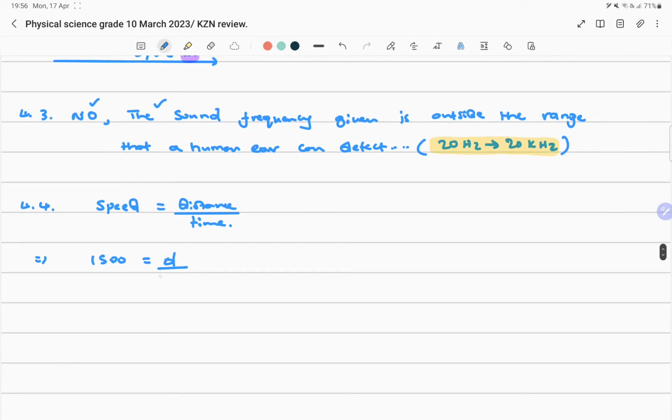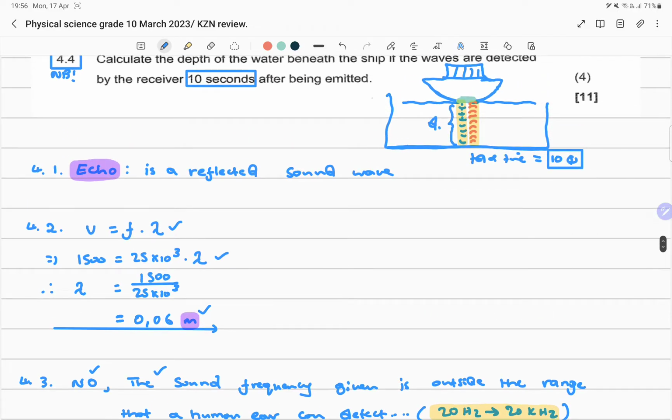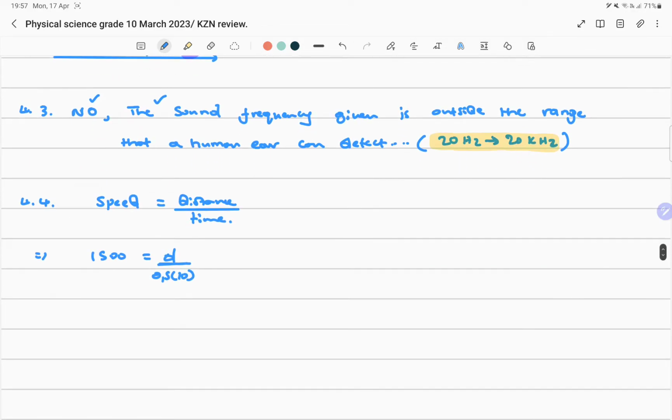So now the time here is going to be half of 10, because we're talking about just going to the depth. So the depth is just the time traveled, which is half of the time it traveled to and back, isn't it? So that's just the key here. And then of course this is over 1, so you cross multiply here.